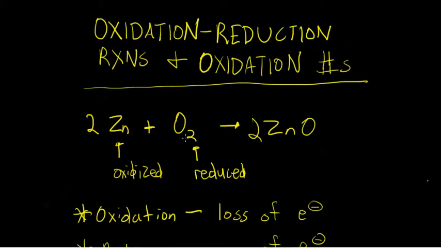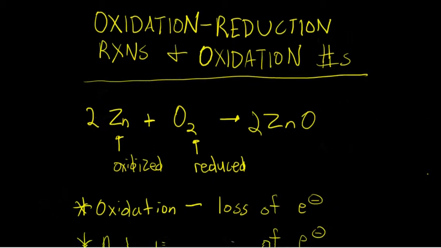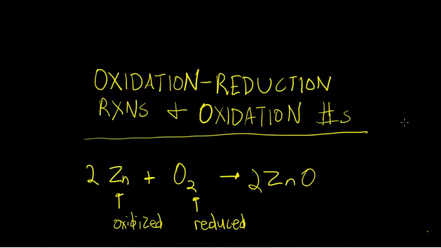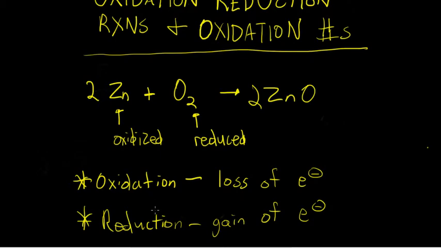So zinc reacts with oxygen gas to produce zinc oxide. And I've put here that zinc is oxidized and oxygen is reduced. So what does that mean? Well, one way of thinking about it is that when something reacts with oxygen, it's oxidized, but chemists have a more general definition of oxidation. I've written that here, as well as reduction.